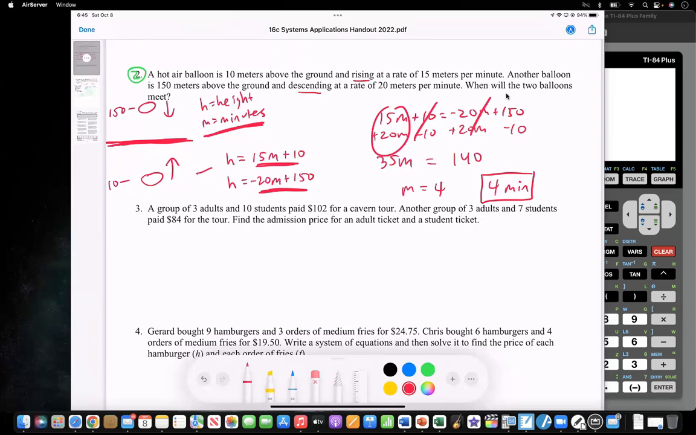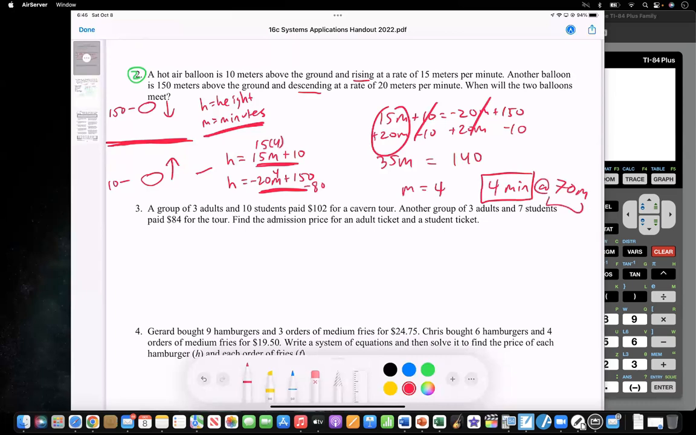If a follow-up question asks, at what height will they meet? Well, I know the two heights of the balloons here, so I could just plug in the 4 for m. So if I go ahead and do that, 15 times 4, 60 plus 10 would be 70. So it looks like at 70 meters, they'll be the same. Or same thing here, if you multiply by 4, that's negative 80. So 150 minus 80 also gives you 70.